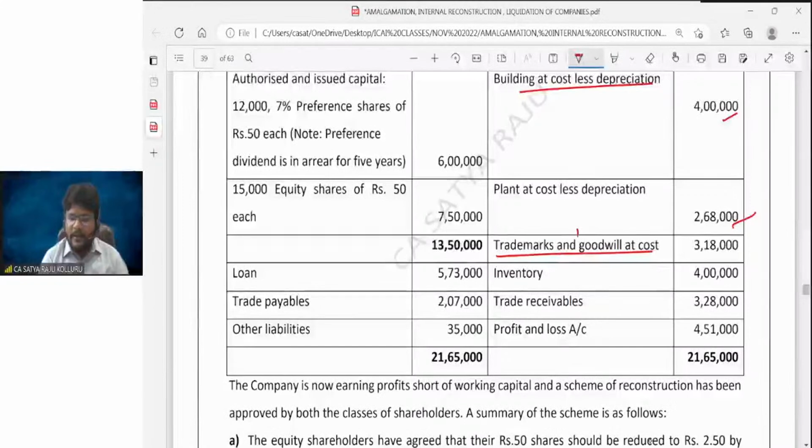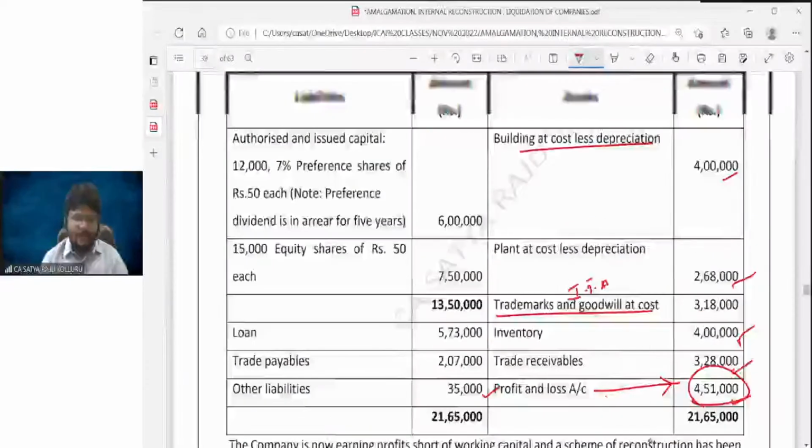Trademarks and goodwill, which are intangible assets. Inventory is given, that is stock. Trade receivables, which is nothing but debtors. Profit and loss account was given, which is a loss-making company. Always in case of internal reconstruction, in most cases, the entities are suffering from huge losses. Then only a company may go for internal reconstruction.